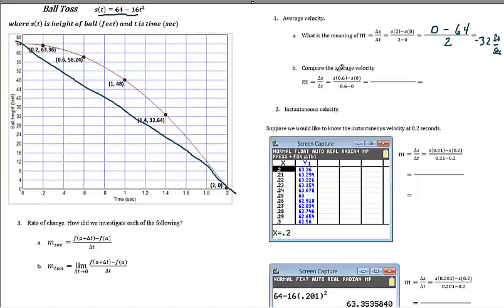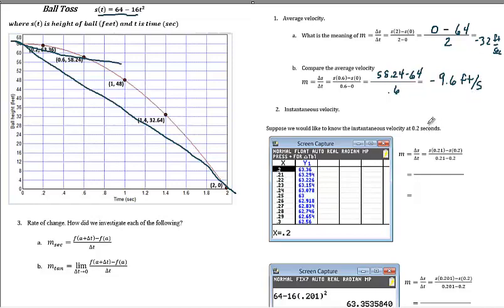If I were to look at the average velocity from this same 0 point to point 6, that would be from here to here, I would take the value 58.24 minus at 0, it is 64, and then 0.6, and crunching those numbers on my calculator gives me negative 9.6 feet per second.